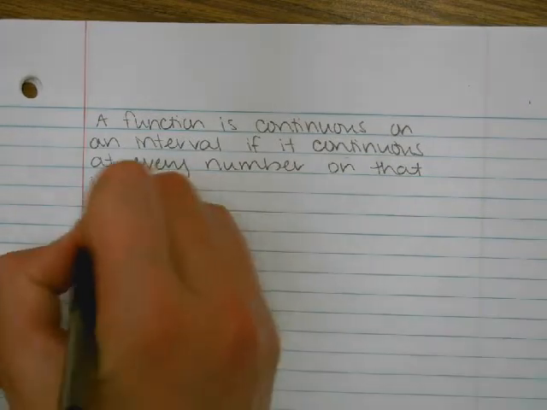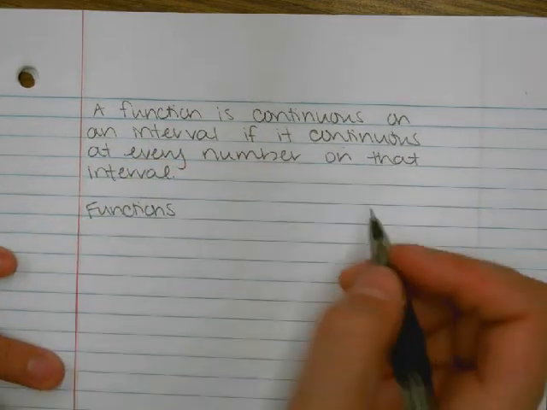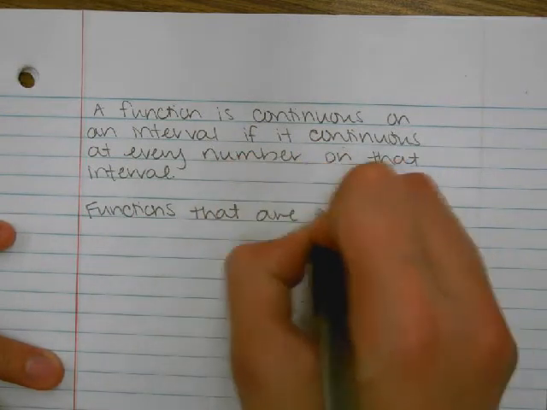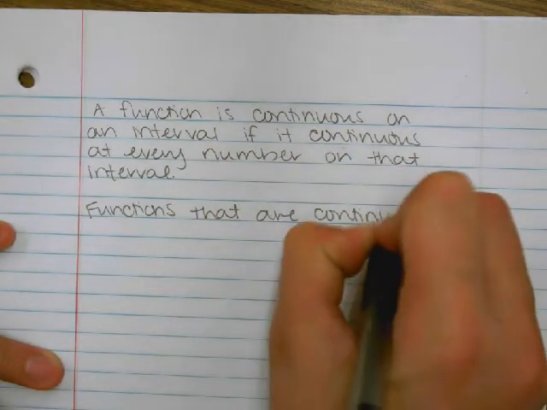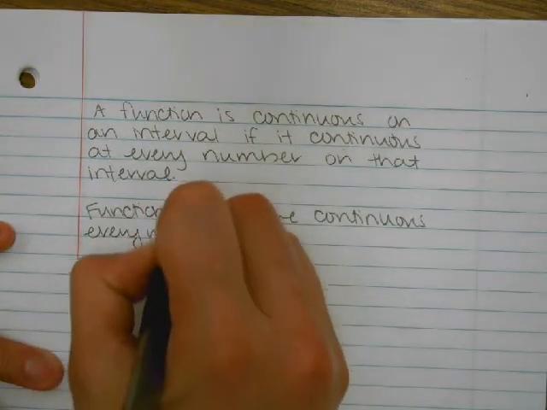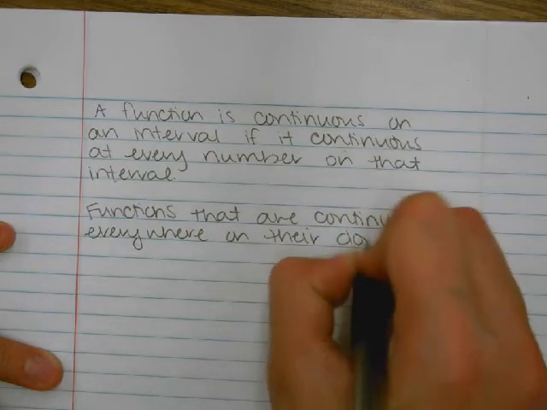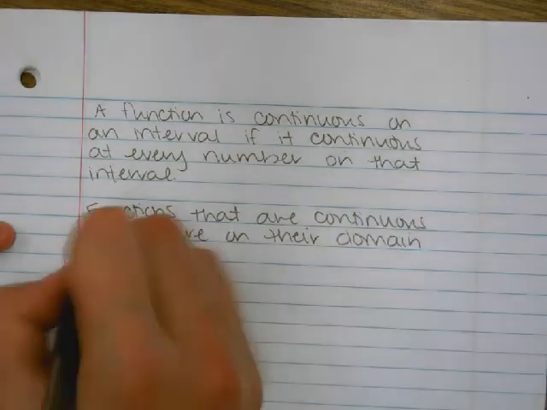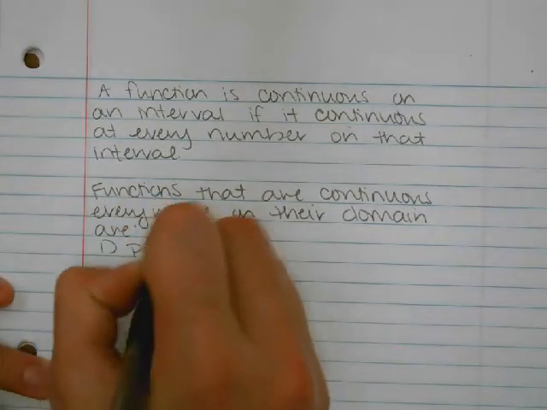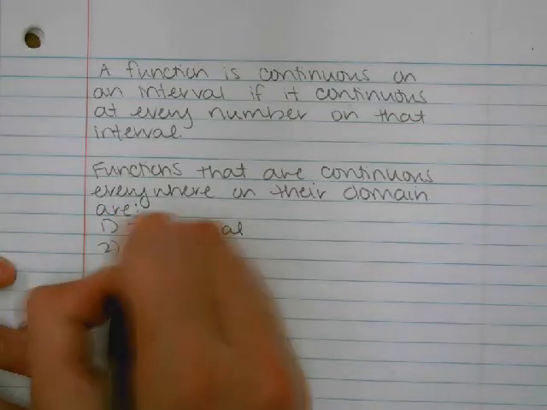There's a few functions that are continuous everywhere that their domain is defined. So functions that are continuous everywhere on their domain are polynomial functions, rational functions.